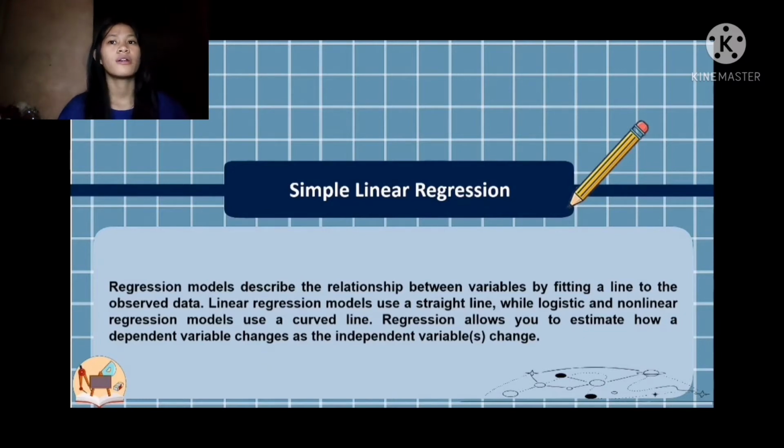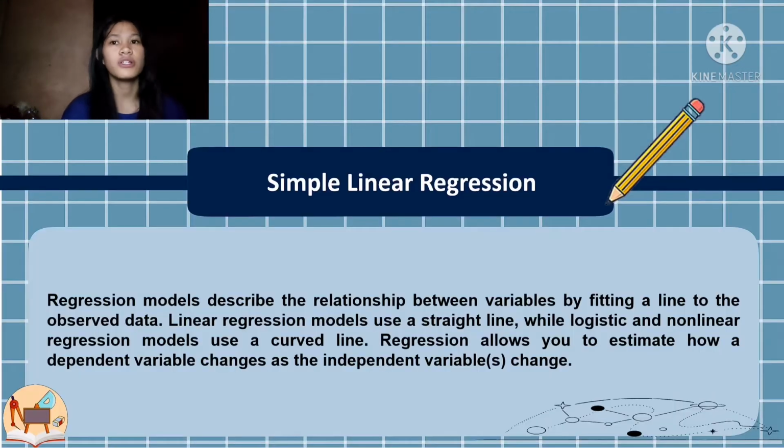U sub i represents the error for the ith observation, which is assumed to be normal, u sub i distributed N(0, sigma). The beta sub 0 and beta sub 1 are the regression coefficients. Beta sub 0 is the intercept, while beta sub 1 is the slope.